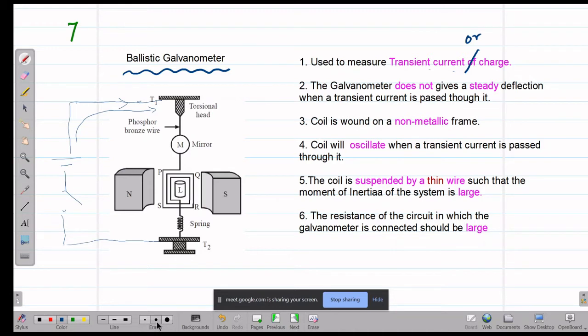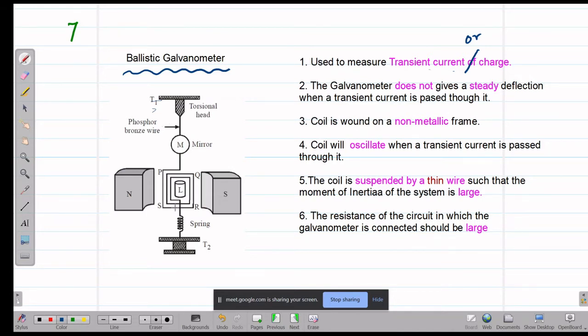These torsion heads that you have are basically screws. Coming to the construction, I will explain the construction completely now. The ballistic galvanometer consists of a rectangular coil, as shown in this figure, which is PQRS, wound on a non-metallic frame and suspended by a phosphor bronze wire. The phosphor bronze wire is attached to a torsion head T1.